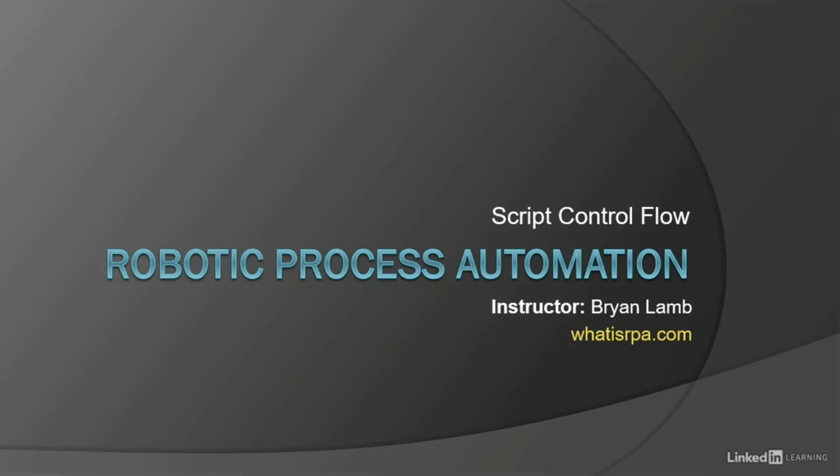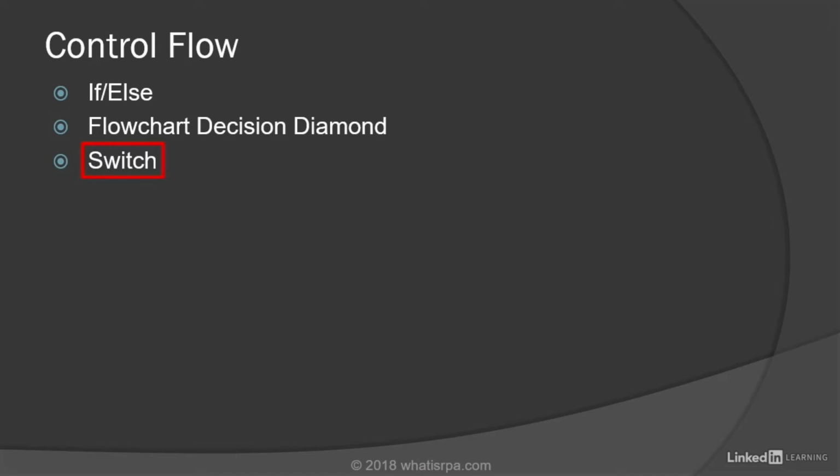Continuing on with the topic of script control flow, in this video, we're going to talk about the switch activity. If you don't already understand the concept of switch, be sure to check out my RPA Tech Primer course. But briefly, a switch is the activity you can use when the data point you're evaluating has many possible values, and you need to do something different for one or more of those values. Switch will also give us the opportunity to perform a default action if the data point doesn't match any of your switch branches. Let's take a look at it.